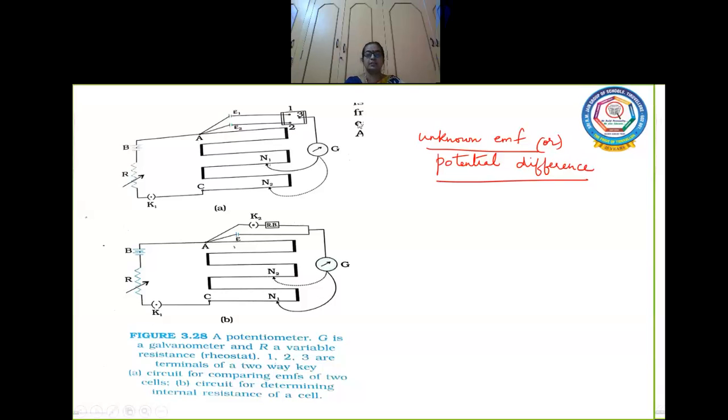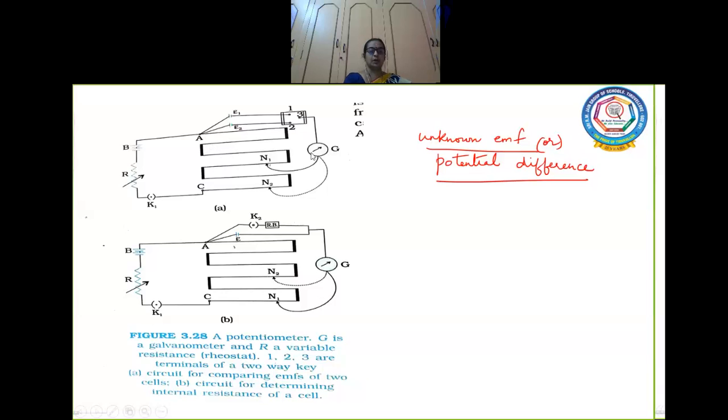You have a galvanometer that is connected here, children. At that point, we note the potential drop and the balancing length, and from that we can find out the value of the potential difference. So the wire runs from A to C. This is what I was talking about, the wire.